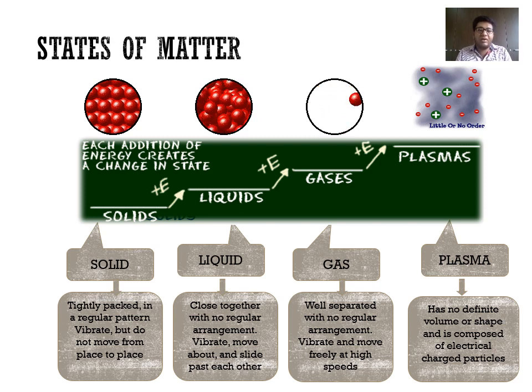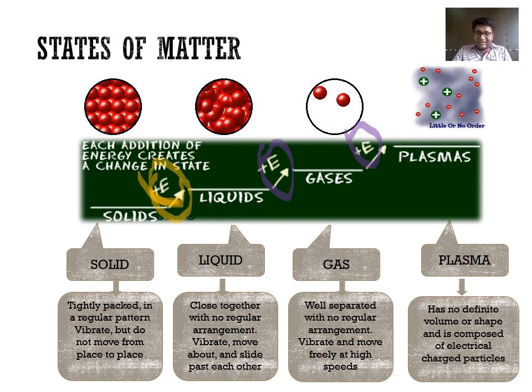Now here is a pictorial diagram where the four states of matter have been put down in one slide. Solid: tightly packed in a regular pattern, the particles vibrate but do not move from place to place. In the case of liquid, close together with no regular arrangement, they vibrate, move about and slide past each other. What happens when there is more energy? As you can see, the E mentioned here is the outside energy. In this case, this is basically heat. So what happens when they are heated? The gas: well separated, the molecules have no regular arrangement, and vibrate and move freely at high speeds.